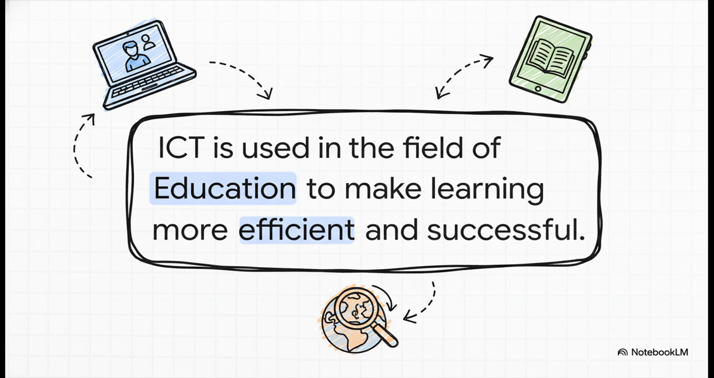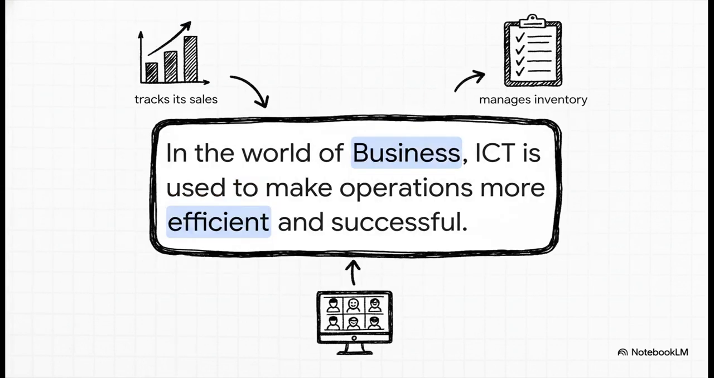Let's start with school. Anytime a student logs into an online class, reads a digital textbook, or just hops on the internet to do research for a paper, that's ICT in action. It's making learning possible from pretty much anywhere. And then you've got the world of business. It's the exact same idea, just on a massive scale. Tracking sales, coordinating huge supply chains, letting teams collaborate from different continents. ICT is the engine that makes the modern economy run.